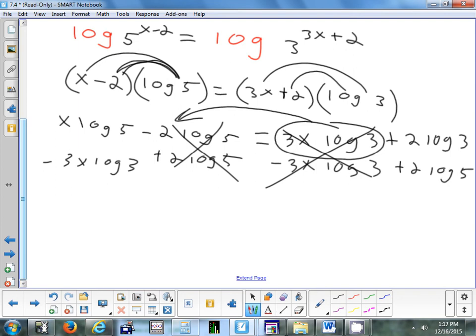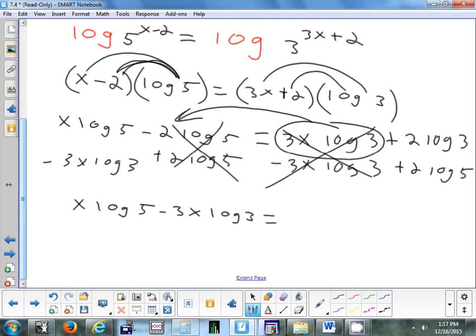And there's not really much we can do to combine like terms. These are different arguments, so we're just going to write it up. x log 5 minus 3x log 3. And the other side is just a number. It's just one giant messy number.